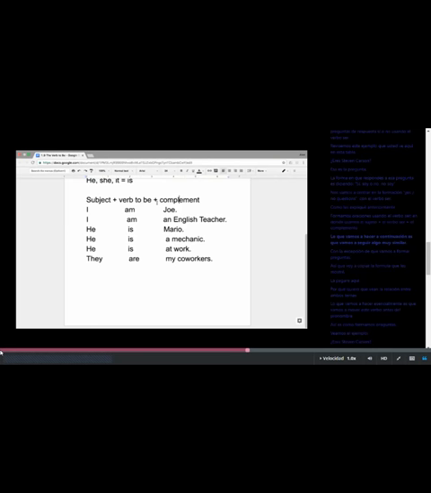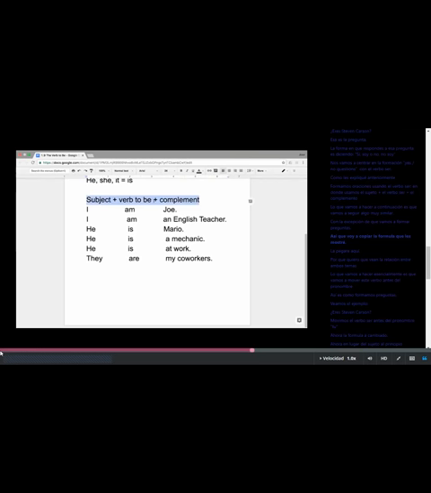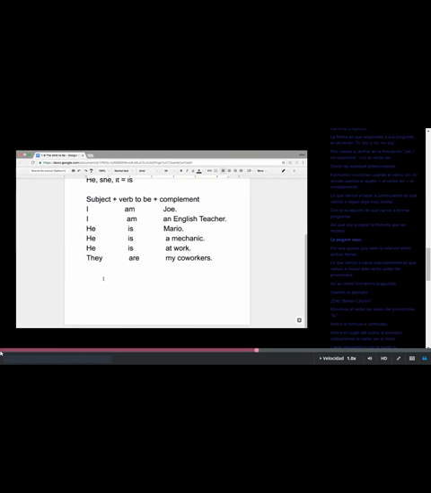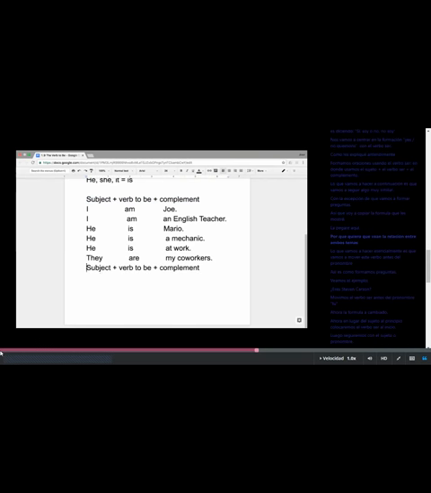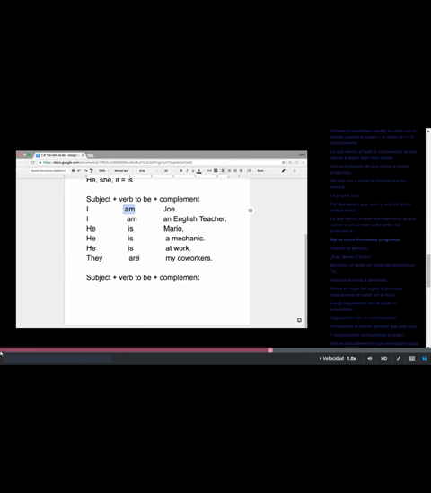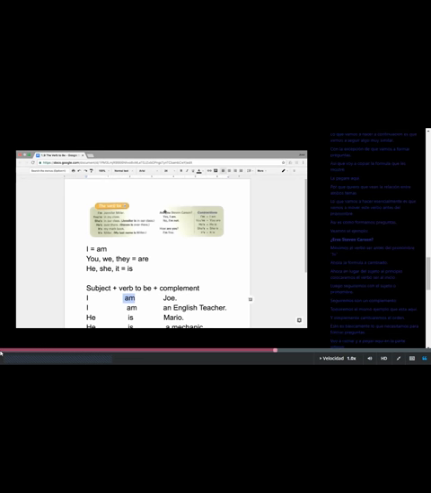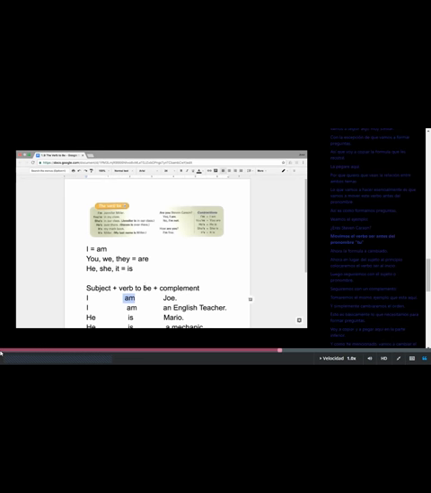What we're going to do next is follow something very similar, with the exception that we're going to form questions. So I'm going to copy this formula that I showed you and paste it here, because I want you to see the relation between the two. What we're going to do essentially is move this verb to be before the pronoun. That's how you form questions. So look at the example. Are you Steven Carson? We move the verb to be before the pronoun you.